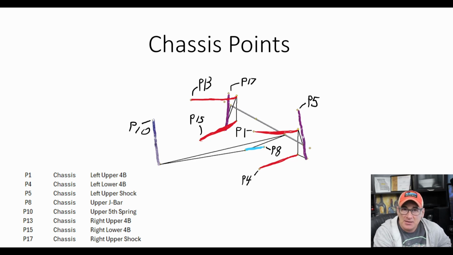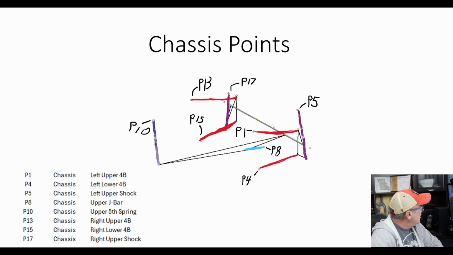Y is the lateral position, so positive Y to the left, negative Y to the right. And then the Z position, and I've done this reverse of the SAE, is positive Z pointing up and negative Z pointing down. That is our coordinate system. So when I say give me the three-dimensional coordinates of a point, that's what I'm talking about: the X, the Y, and the Z position. You're going to see that quite a bit in just a little bit. But first, just a real quick summary of the chassis pickup points that we're talking about here.